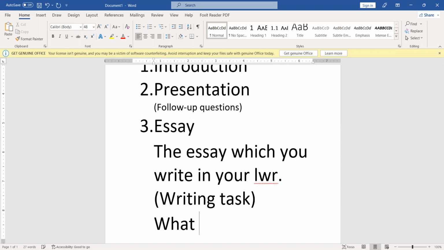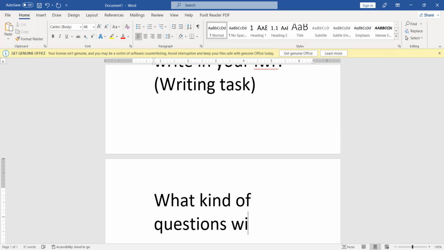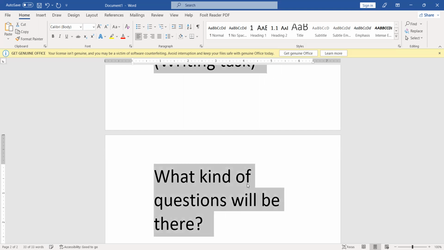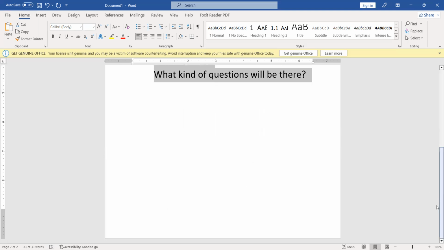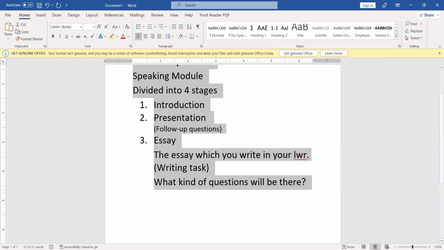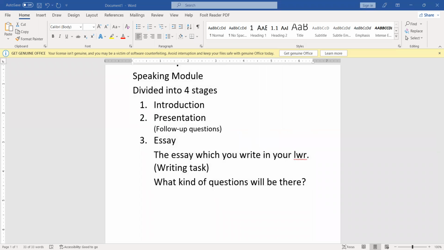The question is, what kind of questions will be there? Do you have any idea about it? Regarding synonyms which we use in an essay or something else?